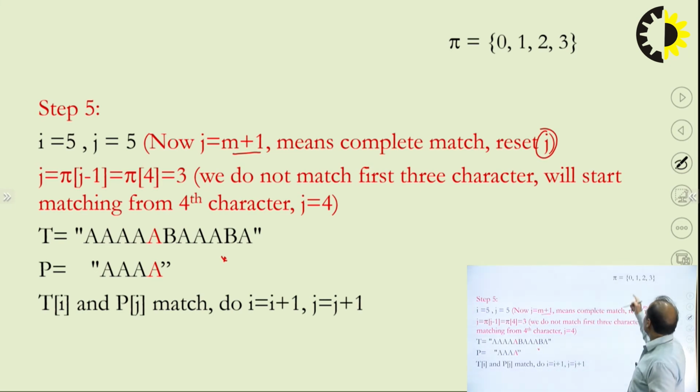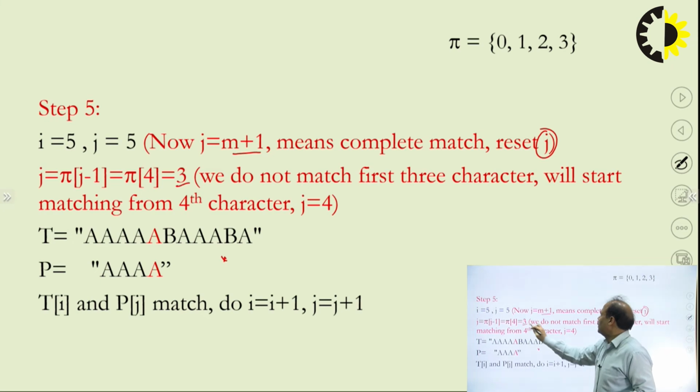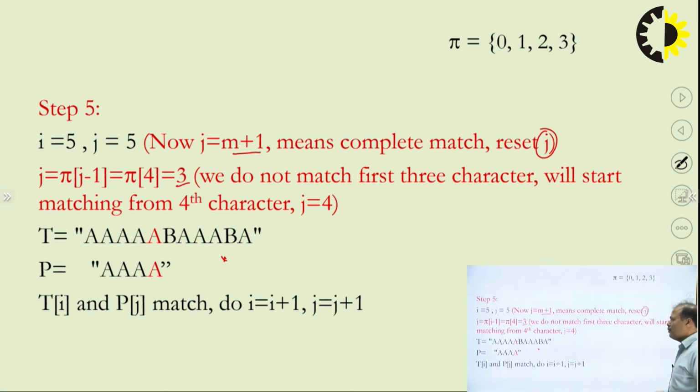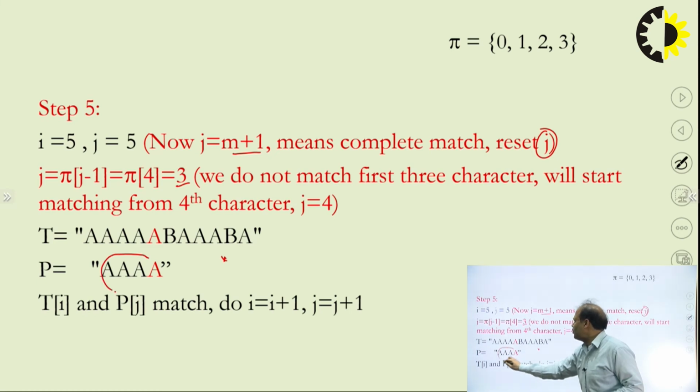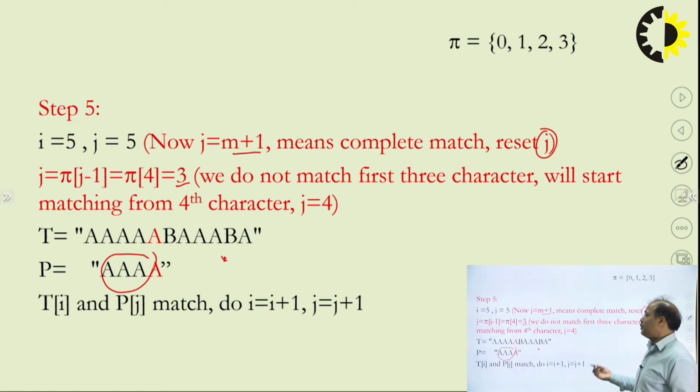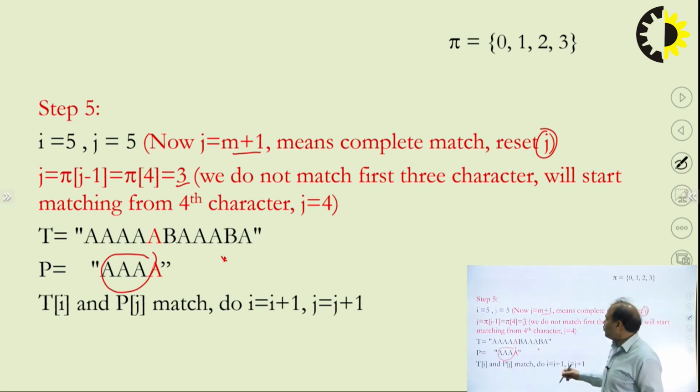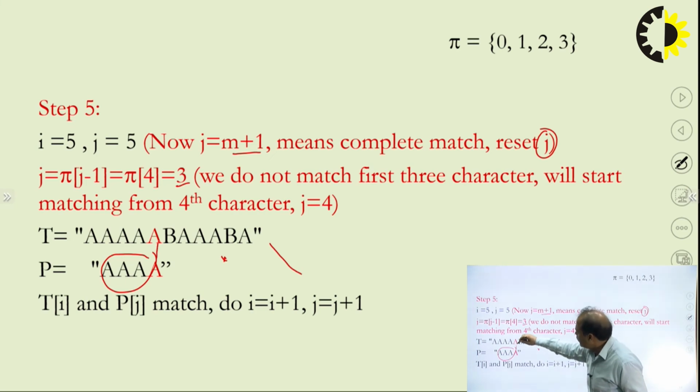Look and consult pi 4: 1, 2, 3, 4. Pi 4 is 3. That means it is giving vital information. From the beginning we are not going to compare 3 characters. We do not match the first 3 characters, so they are not going to be matched again. That means they are already a prefix of the match. So what are you going to compare? Only this character. After I becomes 5, 1, 2, 3, 4, 5, we are just comparing one character.